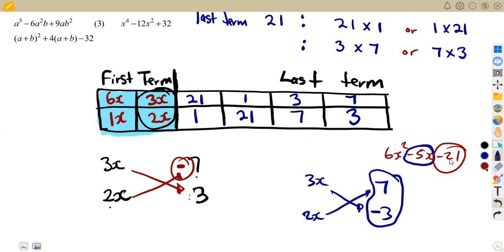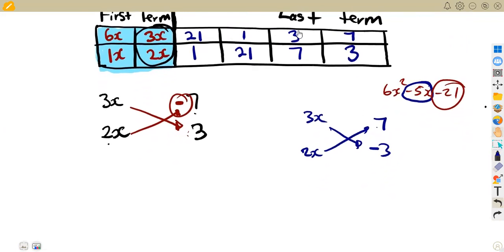Positive and negative gives you a negative. So one number has to be positive, another one negative. Like I said, it's a trial and error. So let's try on these ones. Like I said, those ones, try them, but these ones are the ones that I'm going to try with you. So let's multiply 3x times 3.